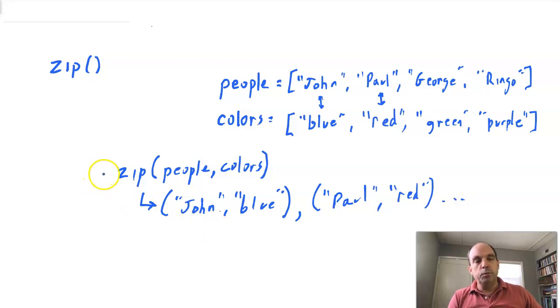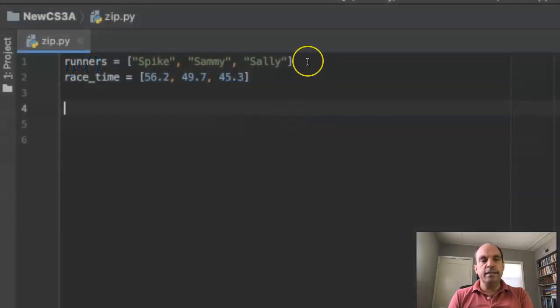I mentioned that zip returns an iterable object. It doesn't return a list or a tuple, but an object that has the capability of producing these tuples one at a time. Let's see that in action. Here are a couple of lists that we'll use as examples. We have 3 runners and their associated race times. 56.2 is Spike's time, 49.7 is Sammy's time, and 45.3 is Sally's time.